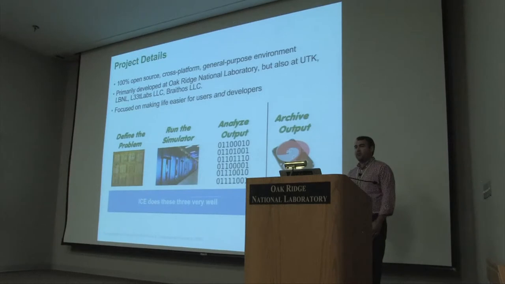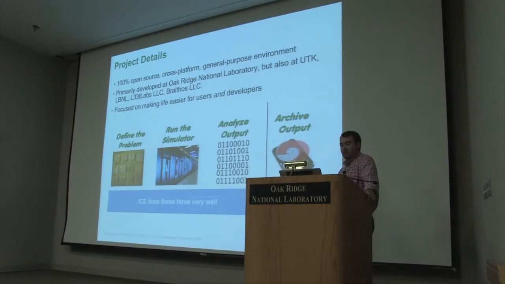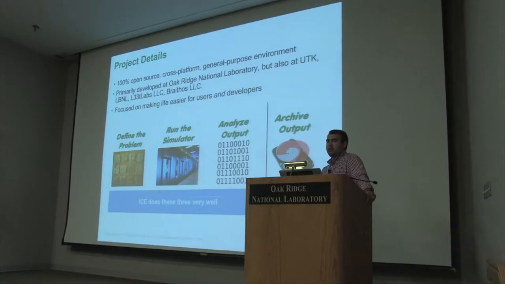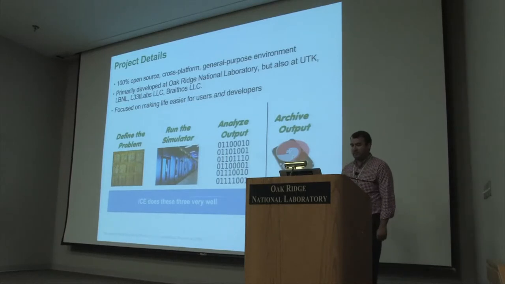But it's 100% open source. You can just go on GitHub, github.com/eclipse/ICE, pull it down, fork it, do whatever you want, give us pull requests, all that kind of stuff. Primarily developed here, but we've got collaborators all over the world, actually. We have collaborators in Norway, Britain, Berkeley, all over, really. A couple other small businesses as well. The main focus, like I said, is just making life easier for the average domain scientist. I want to make it such that they can get to their research results faster, okay?